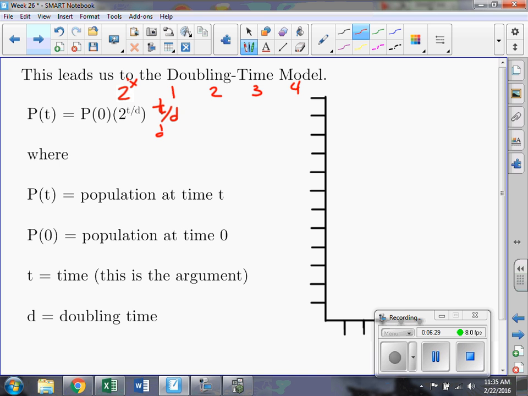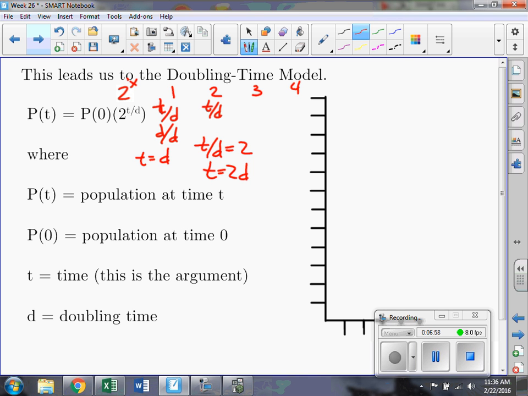It would have to be d over d. So if we have a time of d, we can have a double. Same thing, if we wanted time over doubling time to be the total fraction of 2, well, if we have t over d equal to 2, time would have to be 2 times d.